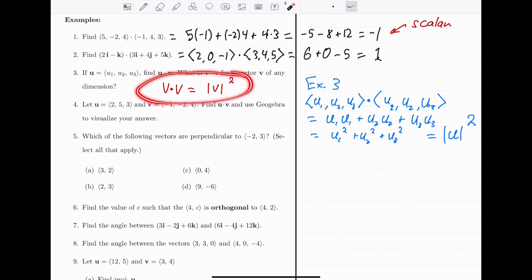This is true for any vector. Why are you calling them vectors? Vectors.